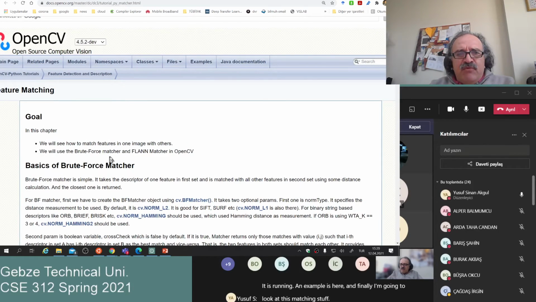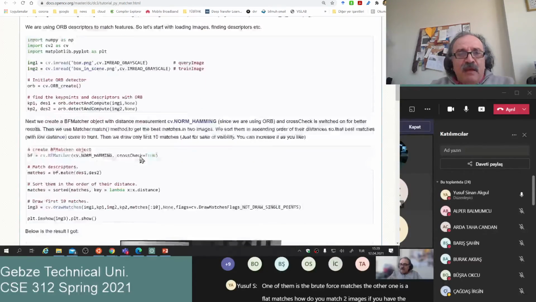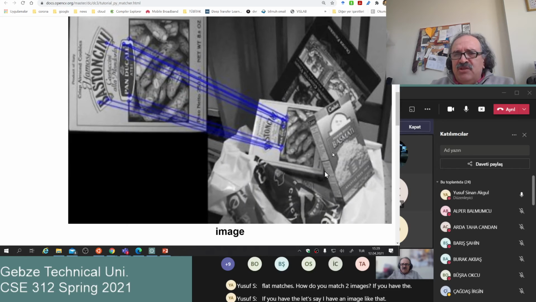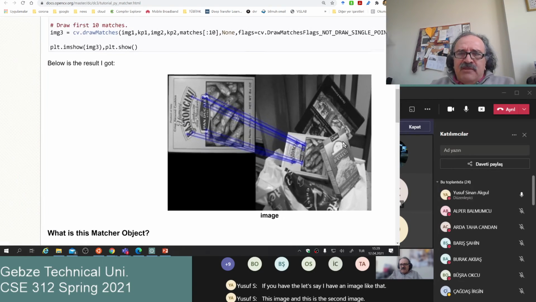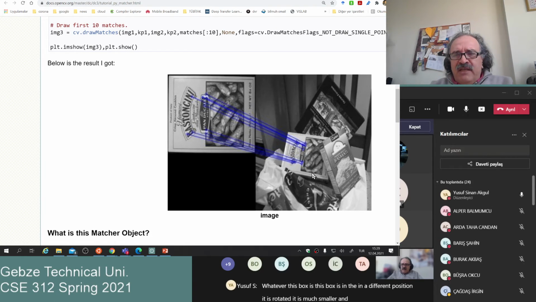One of them is the brute force matcher. The other one is a FLANN matcher. How do you match two images? Let's say I have an image like this, and this is the second image. It looks like this box is in a different position. It is rotated, it is much smaller, and I would like to find a correspondence between these two images.